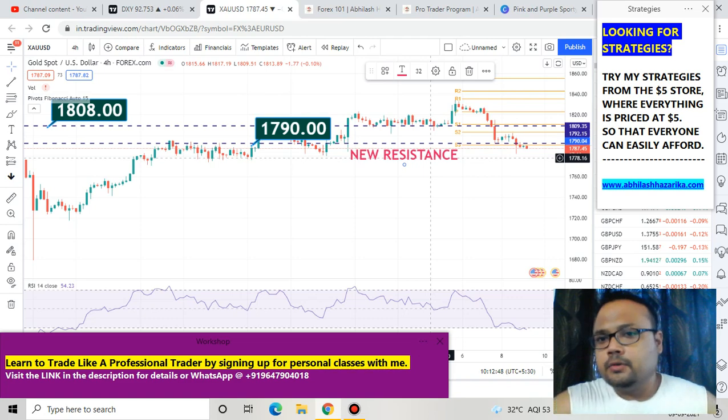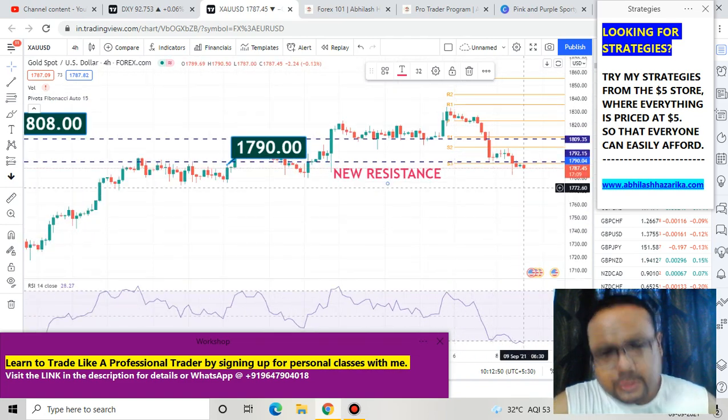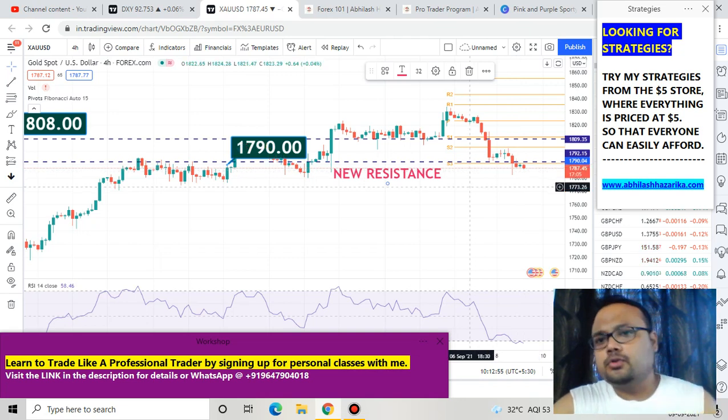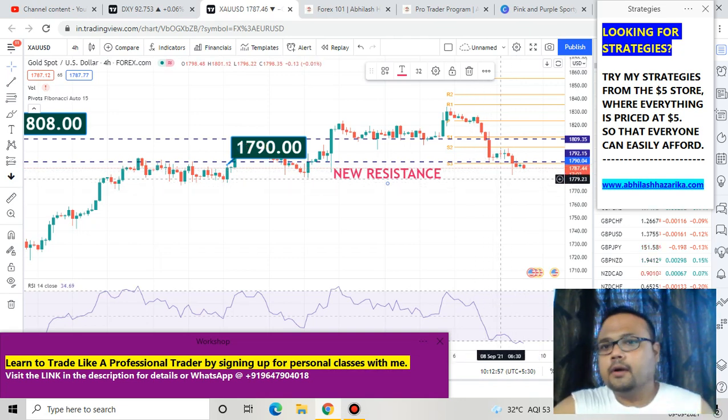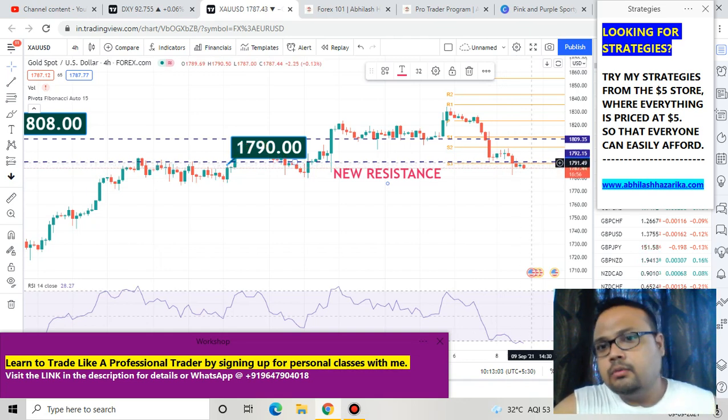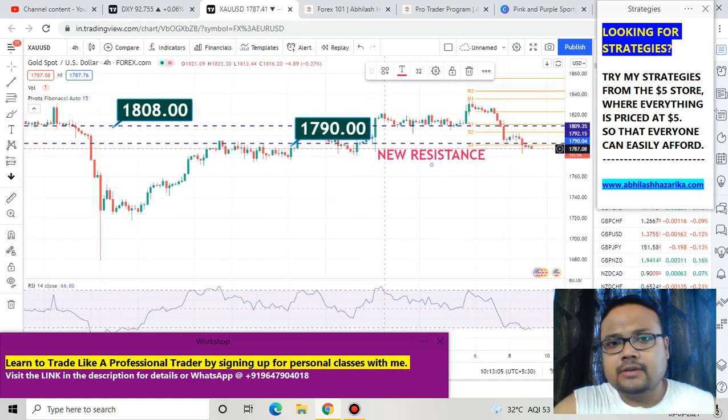doing. As you can clearly see, the market is trading below the resistance line, so this is a very sweet spot to short the market right now, because we can see that for the last 2-3 candles the market is not able to cross the resistance. So 1790 is the new resistance, and be on the trade.